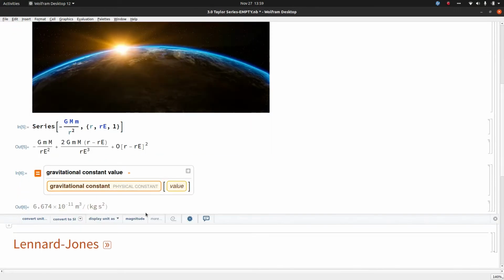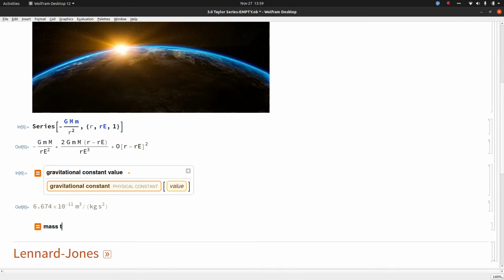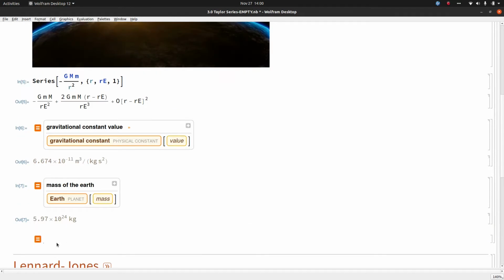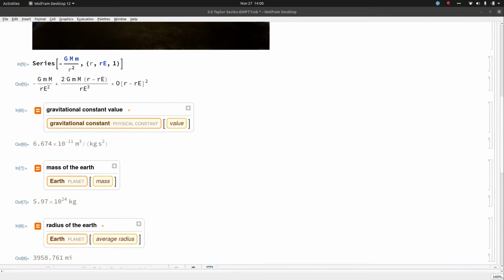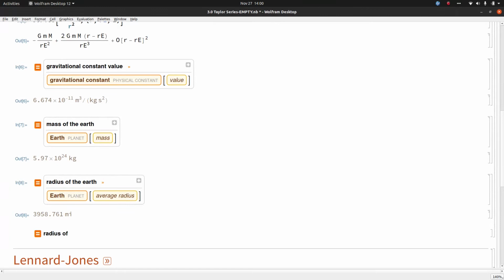So I can have it spit out the gravitational constant value. I can have it spit out the mass of the Earth, which is close to 6 times 10 to the 24 kilograms. And I can have it spit out the radius of the Earth. That's going to be in miles, and I'm going to want it in meters. So I can tell it, give me the radius of the Earth in meters.